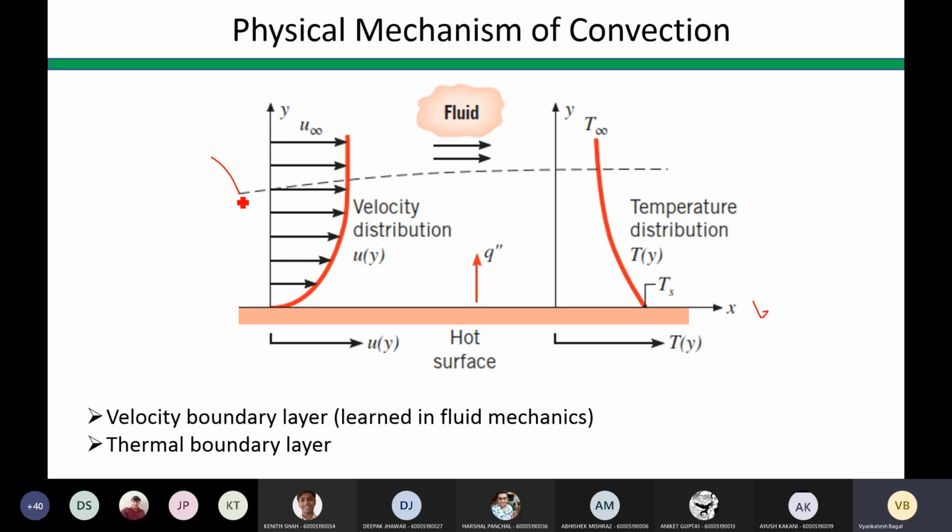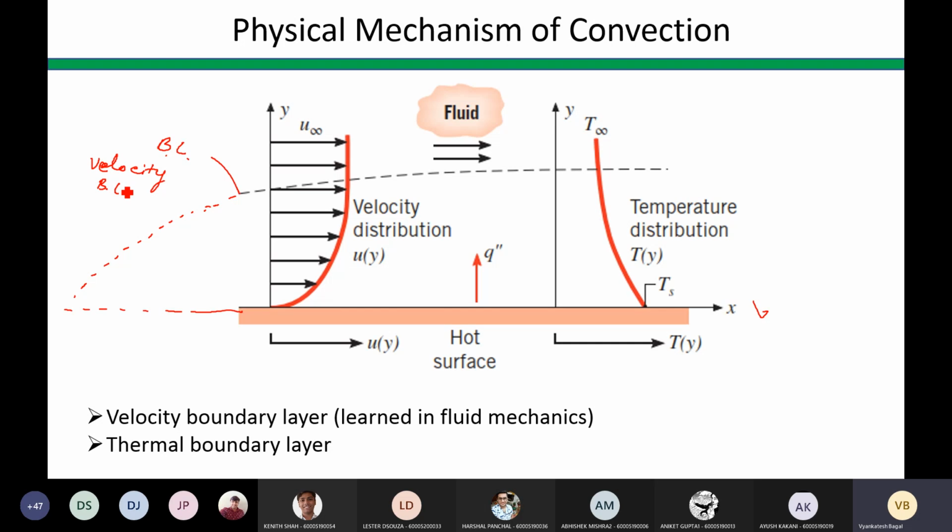And what does this dotted line indicate? Do you remember what this is from fluid mechanics background? Boundary layer. So this is boundary layer, right? Or rather, very specifically, which boundary layer? Thermal boundary layer? In fluid mechanics, you have studied thermal boundary layer?